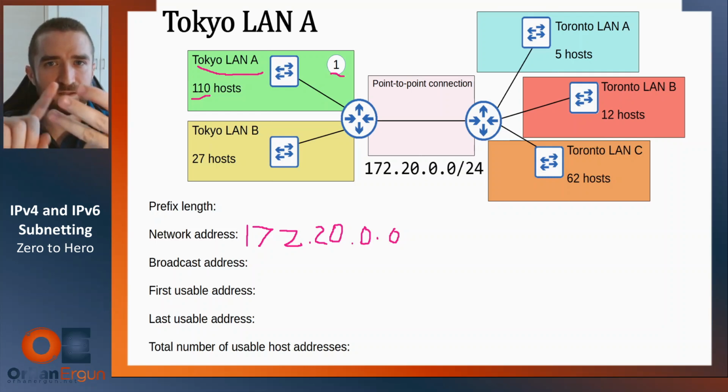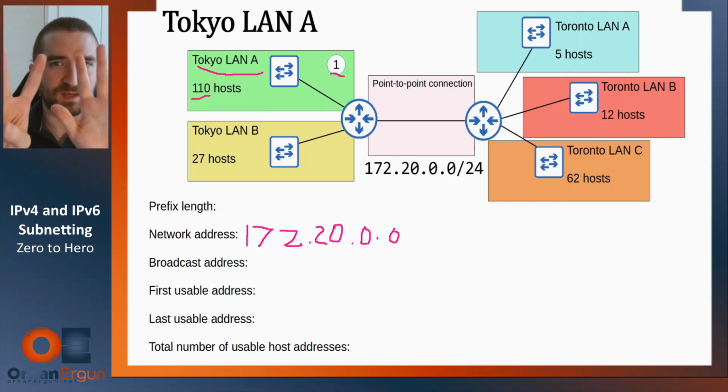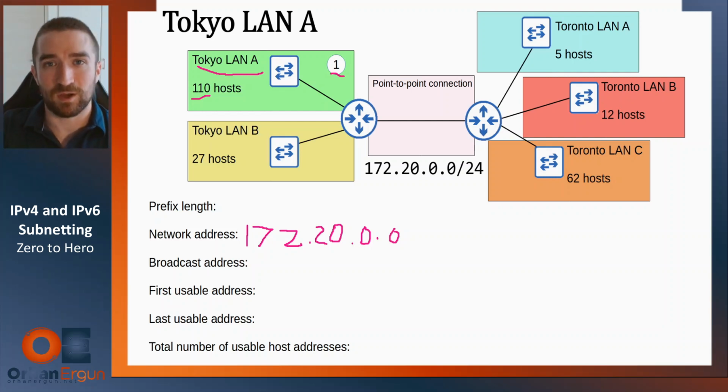So 4, 8, 16, 32, 64, 128 minus 2 is 126. So if you have 7 host bits, I don't know if you can see that in the camera, 7 host bits will give us 126 usable addresses. So 7 host bits from a /24 would mean a /25 prefix length, right? So the network portion will be 25 bits. The host portion will be 7 bits. So there we go. That's the prefix length.